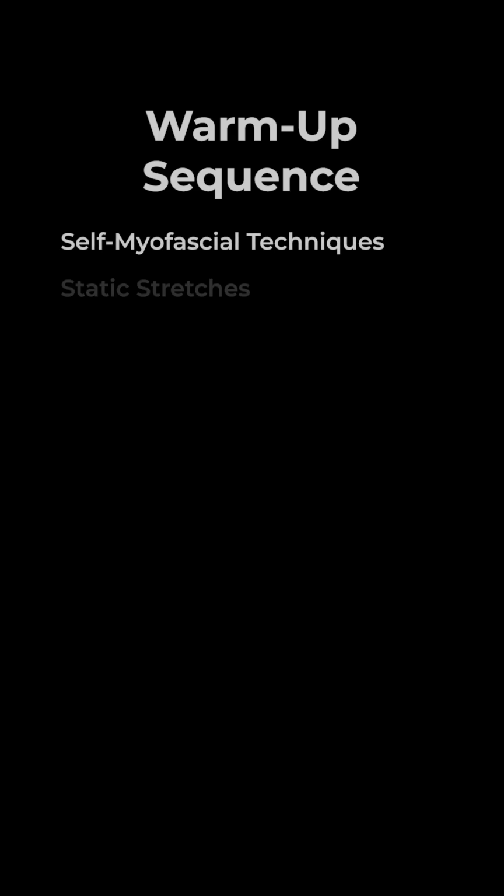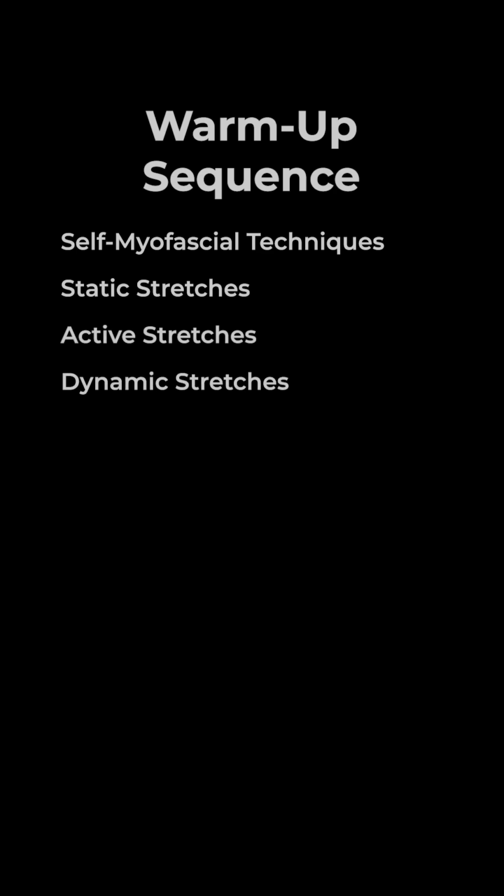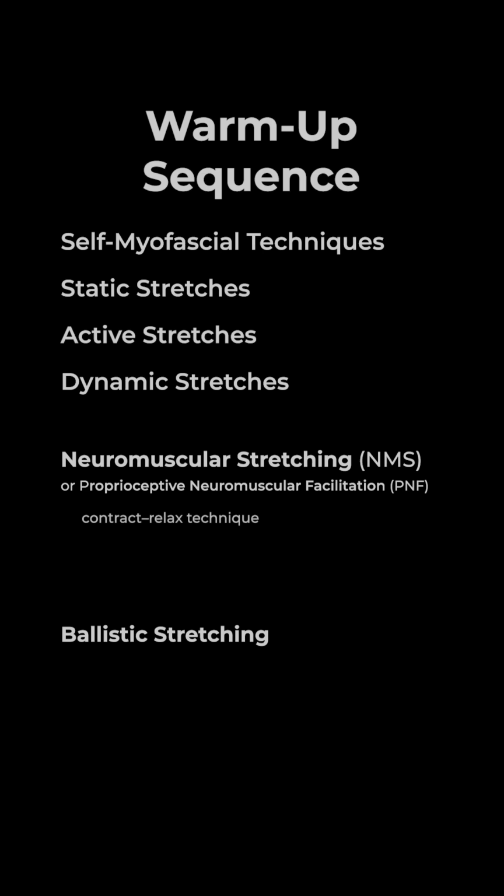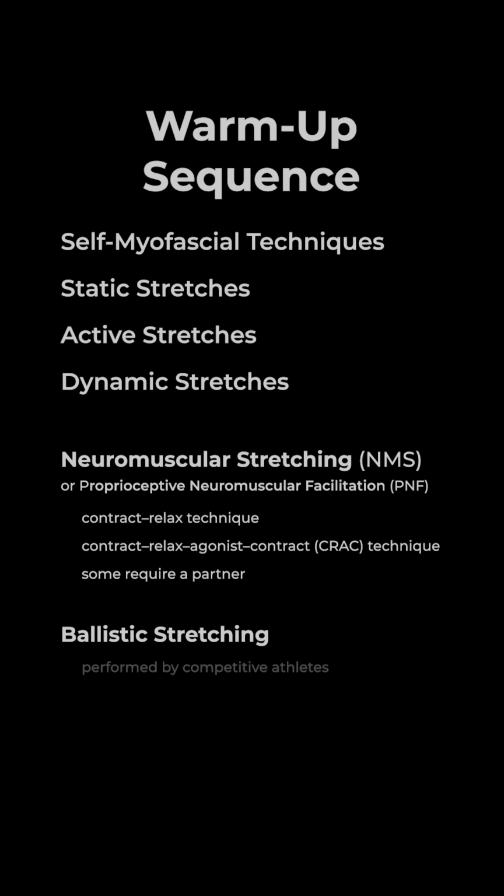So when starting our warm-up, we begin with self-myofascial techniques. Then we move into our static stretches, then our active stretches, and lastly, dynamic stretches. But I do want to note there's also neuromuscular stretching and ballistic stretching. But neuromuscular stretching has a few different components that differ from the other types of stretches, and some of those stretches require a partner to perform. And ballistic stretching is more typically performed by competitive athletes and is sport specific. So I'll be covering those in a separate video.